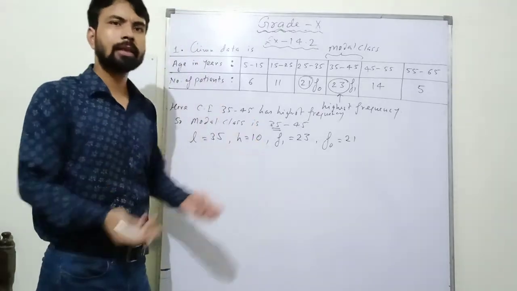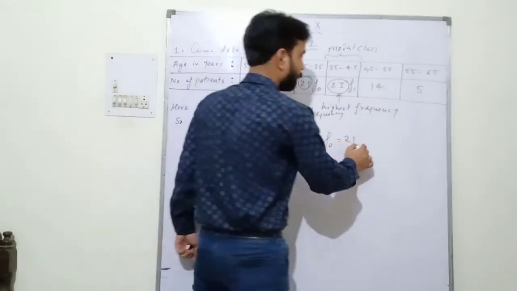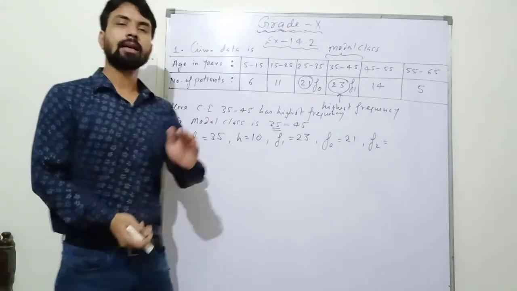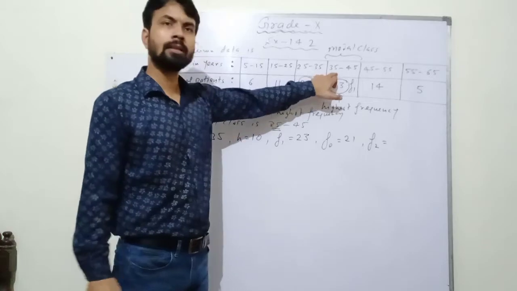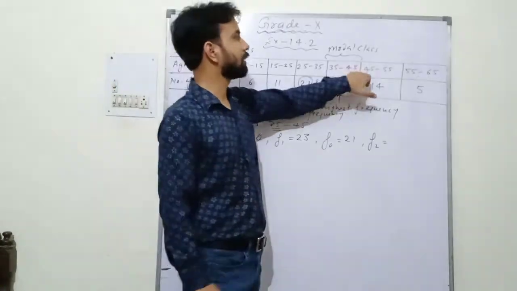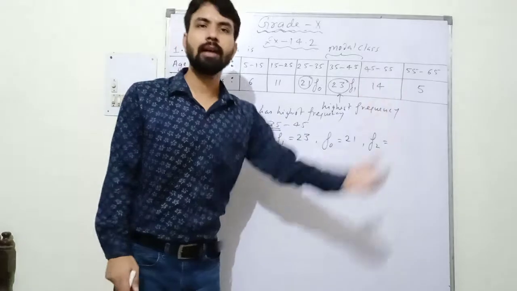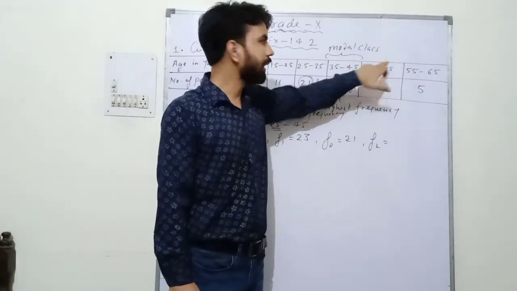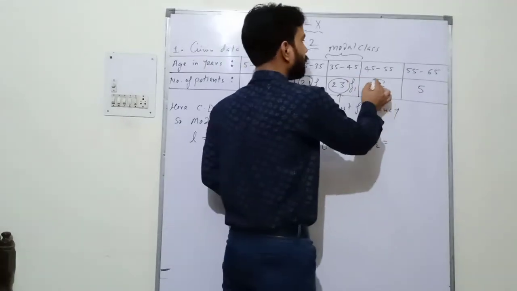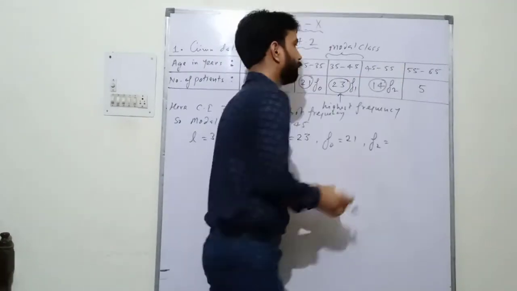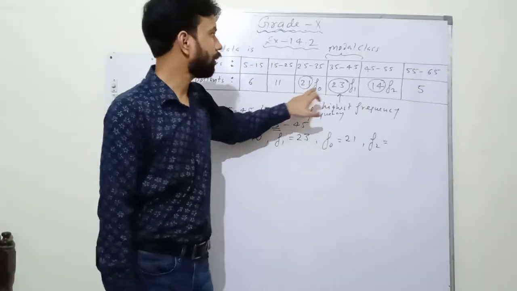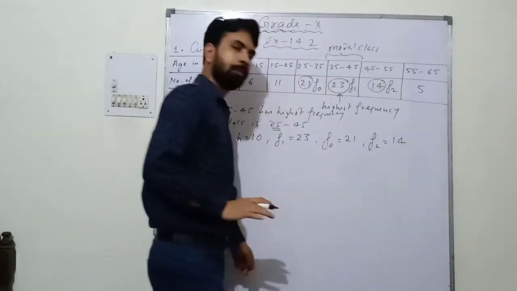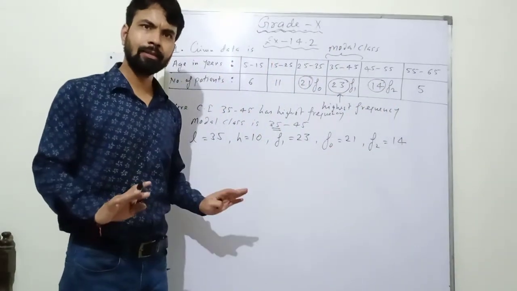Clear? Now the last thing which we have to find is F2. F2 is what? F2 is the frequency of the class interval succeeding the modal class. The modal class is this. So the class interval succeeding this is this. Means the frequency of the class after the modal class. So which class comes after the modal class? 45 to 55. And its frequency is what? 14. So this is known as F2. See, in sequence it will be F0, F1 and F2. So F2 equals 14. Simple. Is it clear? Okay.